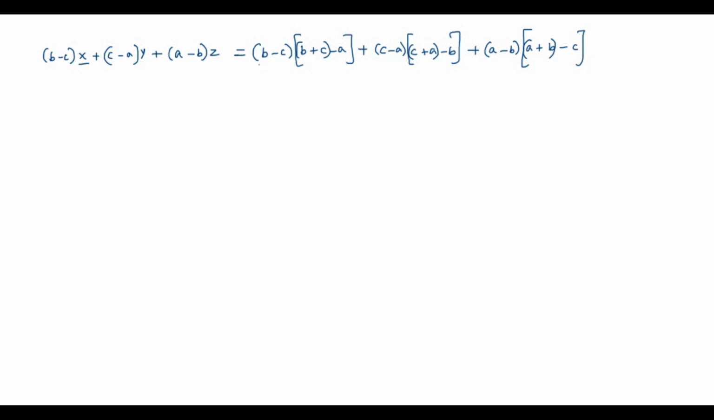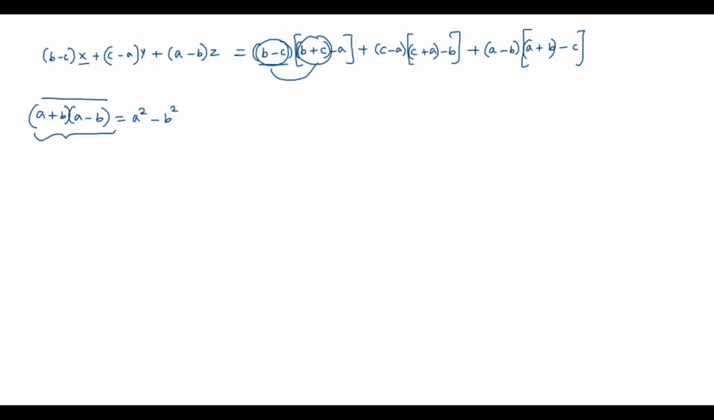Now I have to distribute this (b minus c) to the two terms, b plus c and negative a. When I do such a multiplication, we get (b minus c) times (b plus c). So this is in the form of (a plus b) times (a minus b). We know the identity in algebra: the product of the sum of two terms and the difference of two terms is equal to a square minus b square. That is the algebraic identity: a square minus b square is equal to (a plus b) times (a minus b).